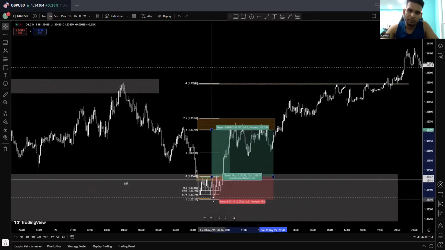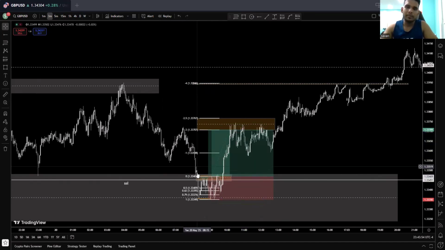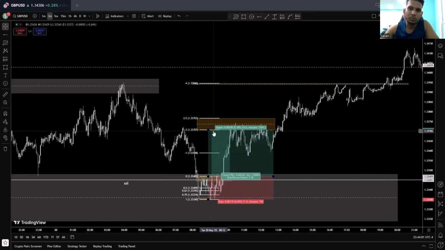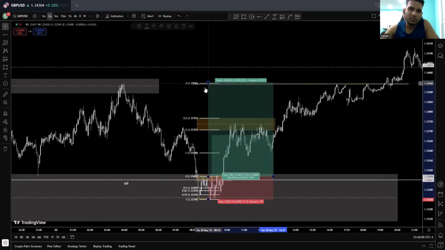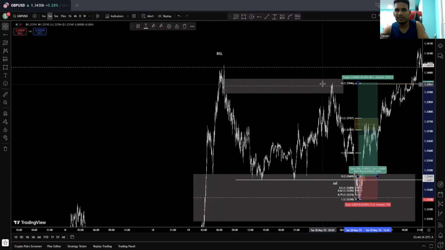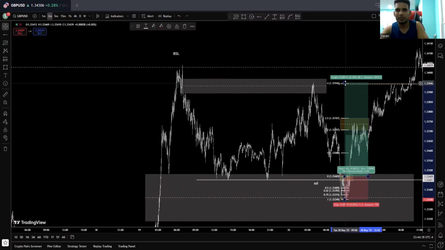This is going to be my entry, and this is going to be my stop, a tight stop, and I can close my first position at 1:2, exactly at this 2 to 2.5, and I like to leave the runners towards this high. This is going to be my second take profit, 1:4. That's it. And price not only took this high but also took this high.